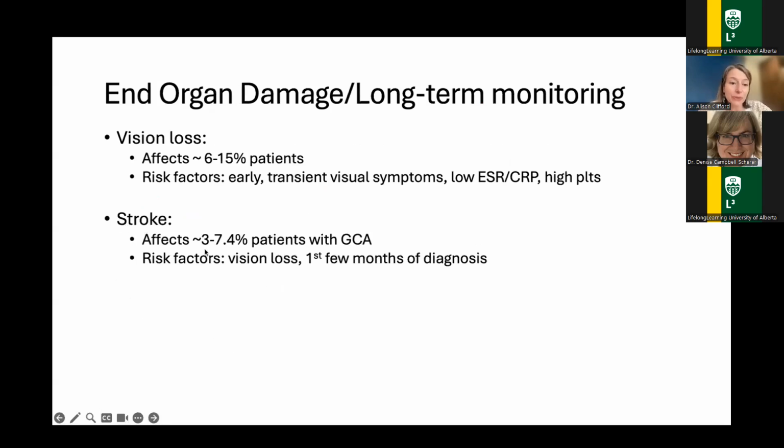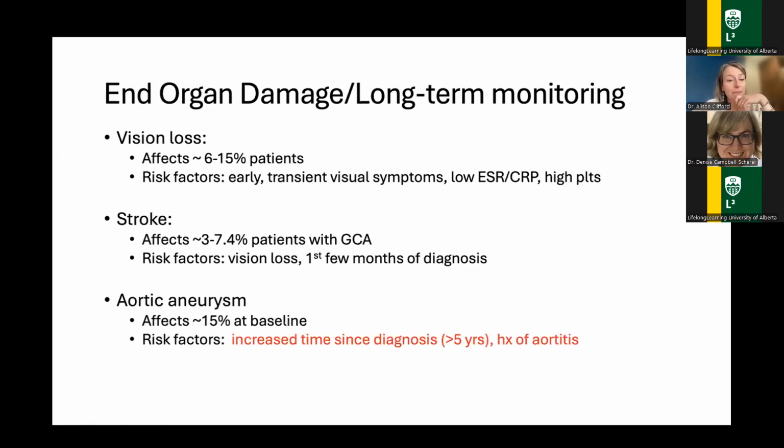Same thing, stroke is more rare, but affects somewhere up to 4%. It's usually posterior circulation. And again, usually in those first couple of weeks when the disease is most active. And then aortic aneurysm is the opposite, tends to be a long-term consequence. Once a patient is 5 years out from their diagnosis is actually when the trajectory tends to take off.